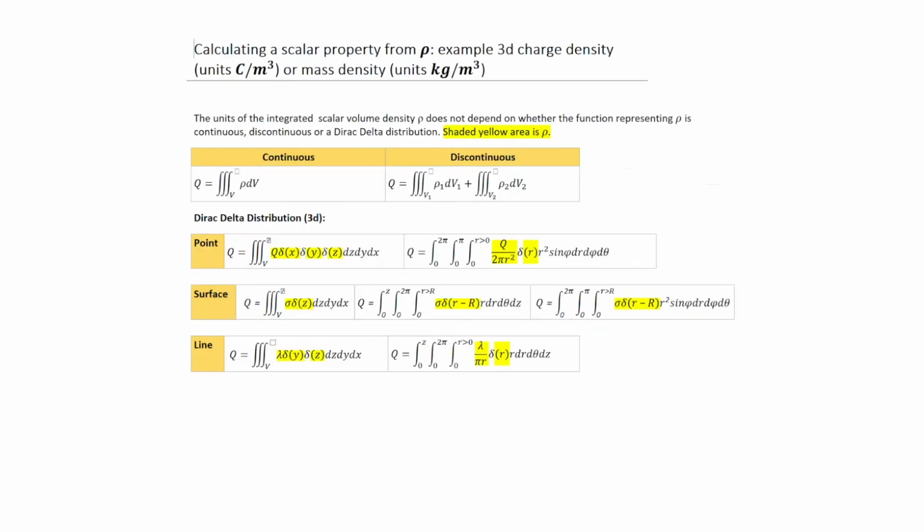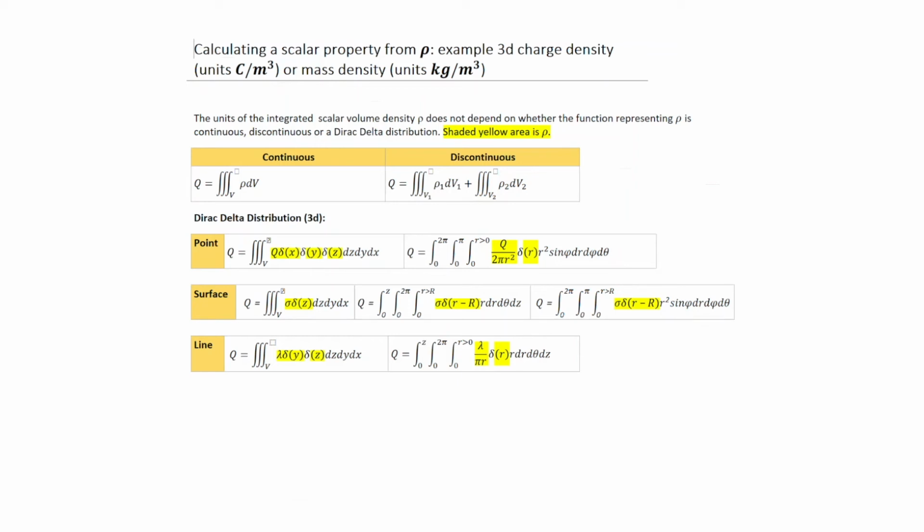All right, so now the next thing to do is to look at the integral properties. That is, if we're working with a Dirac delta distribution and we want to integrate rho, what are the calculations that we need to do? We could be looking at units of coulombs per cubic meter for rho, or kilograms per cubic meter for a mass density. The units of the integrated scalar volume density rho do not depend on whether the function representing rho is continuous, discontinuous, or a Dirac delta distribution.